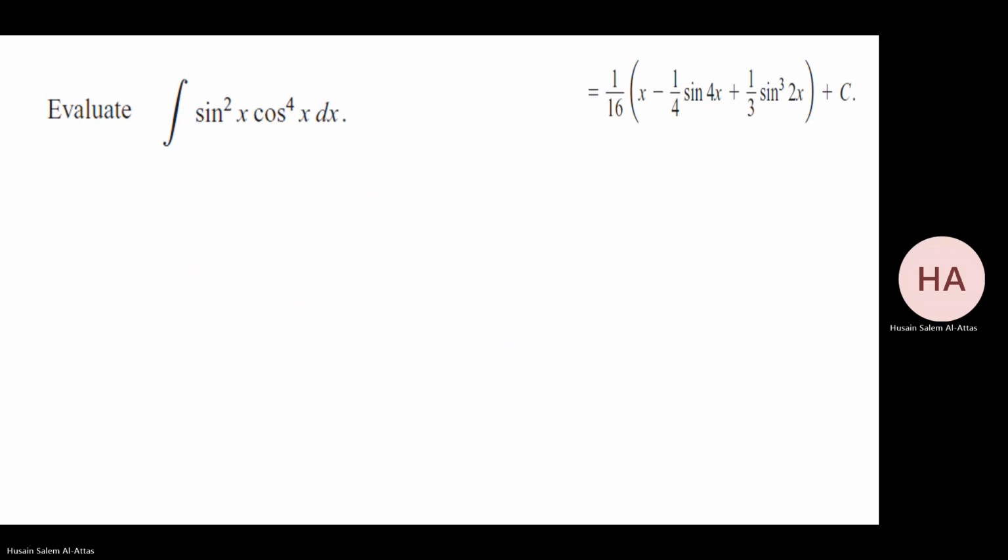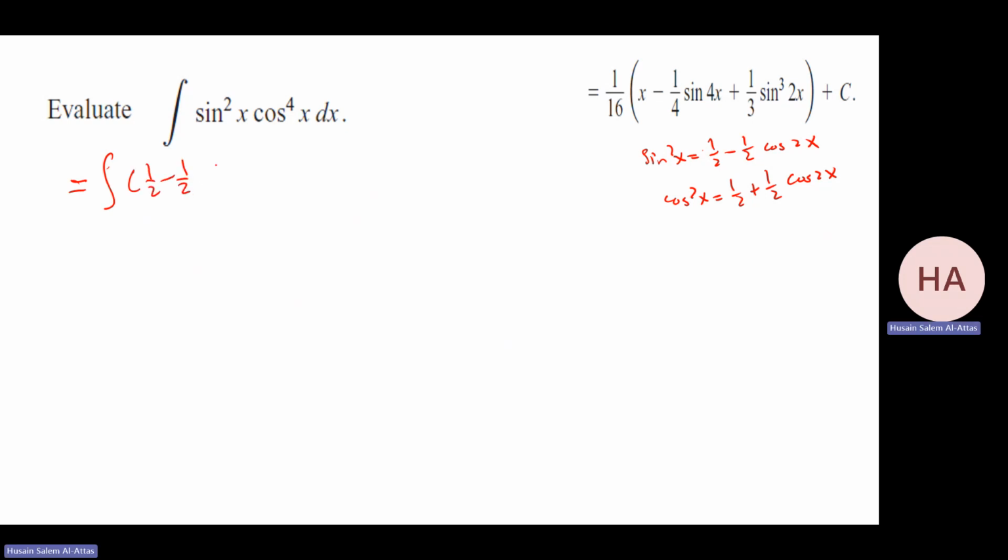If I have even powers for sine and cosine, I need to change them into the double angle. I know sine square x is half minus half cosine 2x, and cosine square x will be half plus half cosine 2x. Okay, so let me do this. Sine square will be half minus half cosine 2x.